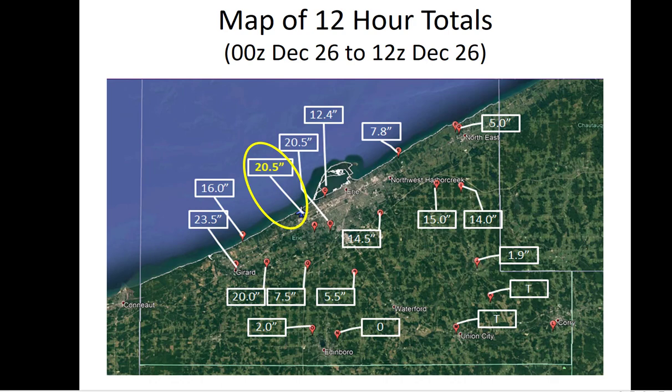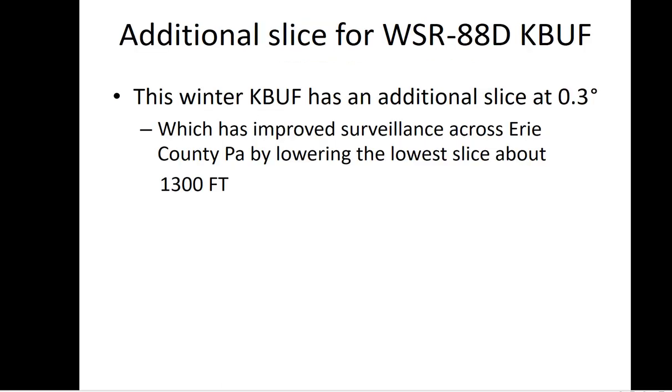Let's go forward. Now there is a little bit of hope, at least on the radar angle of this. The WSR-88D in Buffalo this winter, the lowest slice has been reduced down to 0.3 degrees. And consequently, that has lowered the beam over Erie County on the order of about 1,300 feet. So that is helping us in Buffalo with surveillance of lake effect and certainly other things.